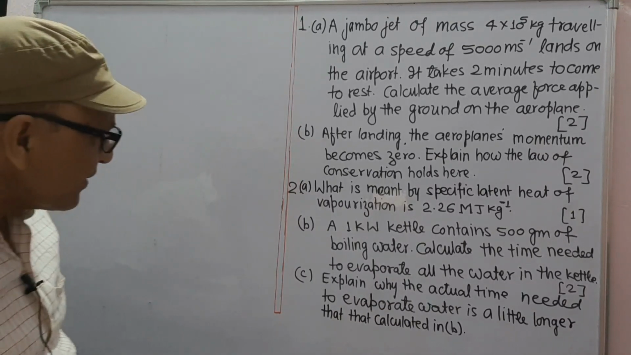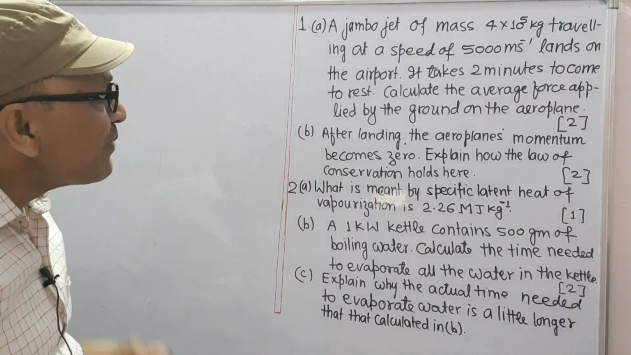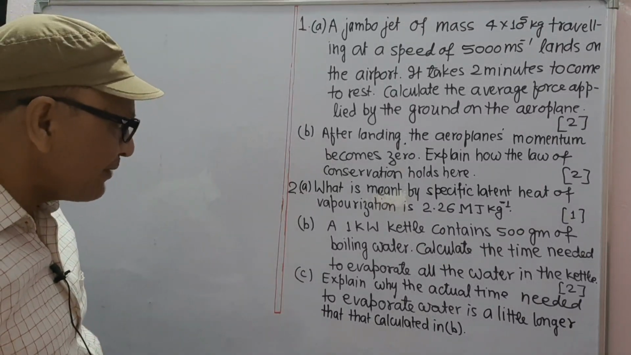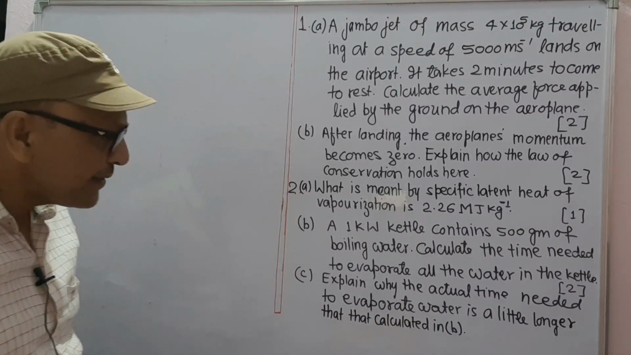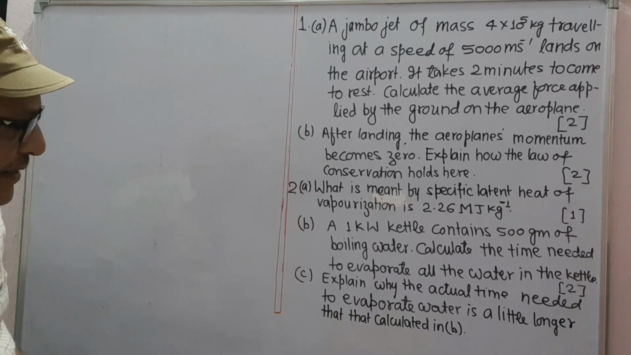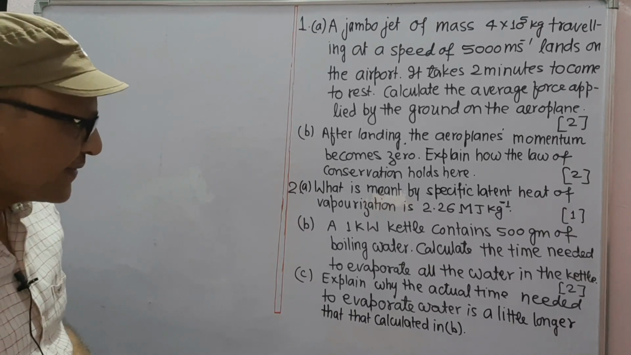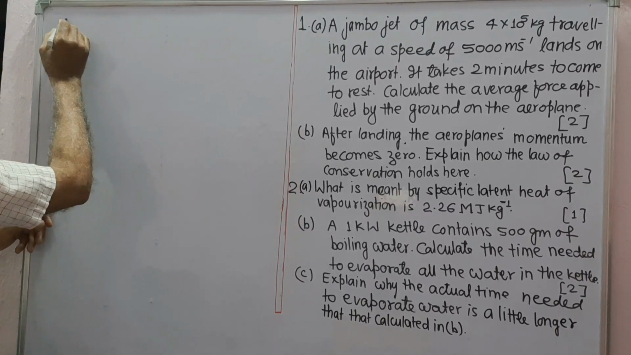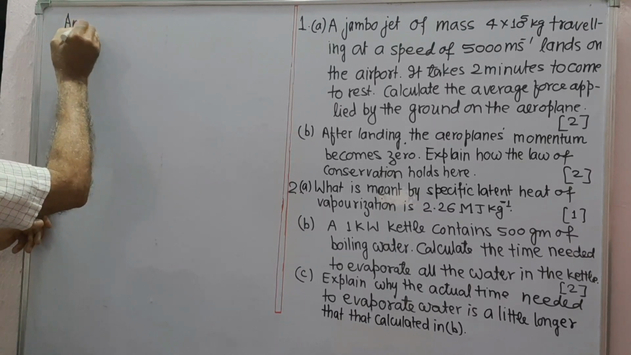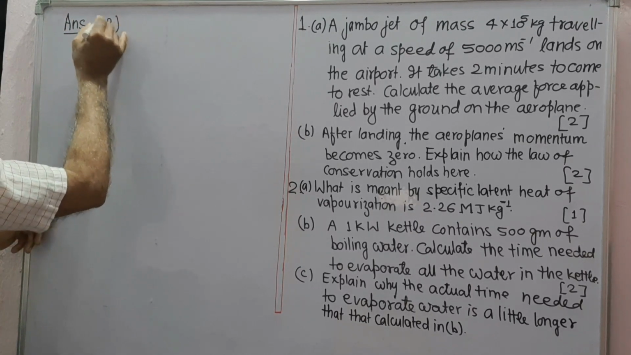Now second question, A part. What is meant by specific latent heat of vaporization is 2.26 million joule per kg. Answer to question 2A.